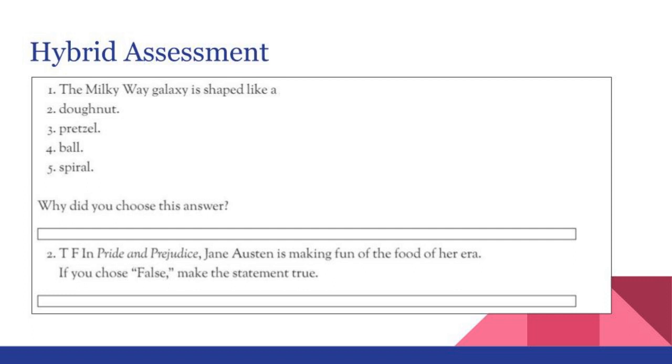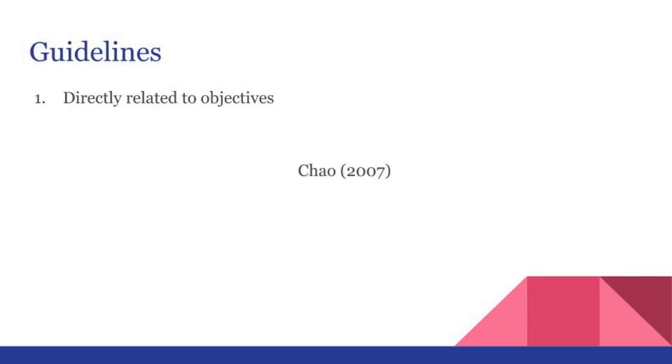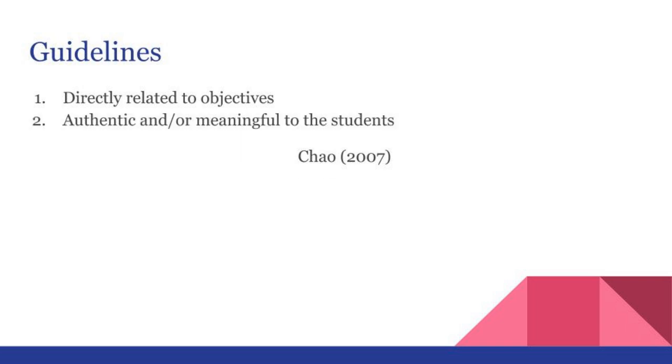Now let's take a look at some of the characteristics of effective assessment measures. First, assessment should be directly related to the objectives. That is, it should measure progress toward an attainment of the lesson objectives. Second, assessment should be authentic and or meaningful to the students. That is, it should provide appropriate feedback, help guide students and instruction, and avoid the students' test wiseness, which is when the students answer the questions correctly without knowing the correct answer.